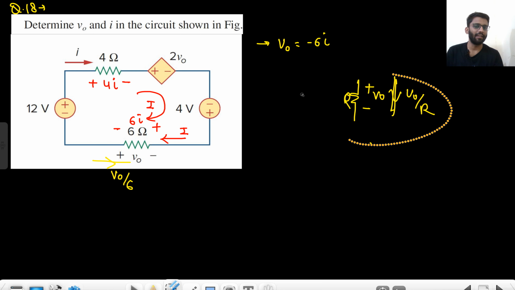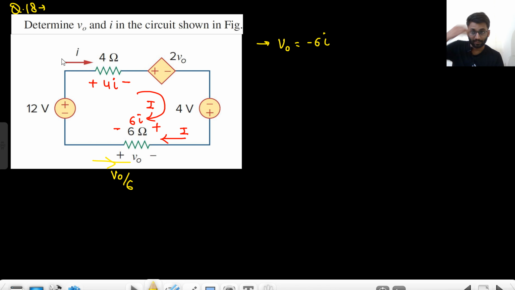You can do it in any manner. This I is flowing like this. You can write the voltage drop as 6I. So V0 is equal to minus 6I, or V0 by 6 is equal to minus I. So V0 is equal to minus 6I. Right? In any manner you can write. I should write it in a better way. This should be small i. All of this should be small i.